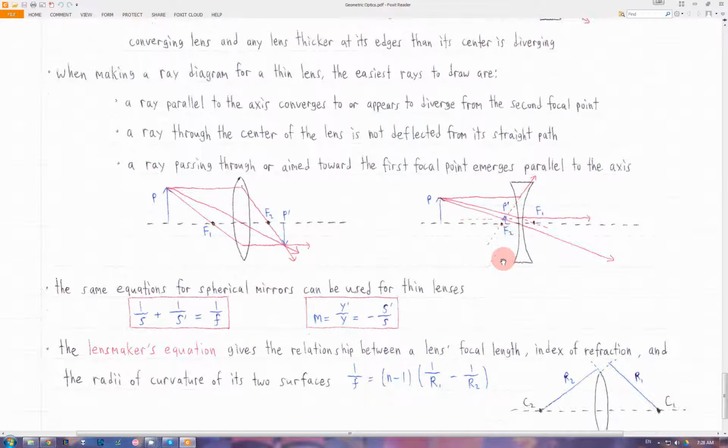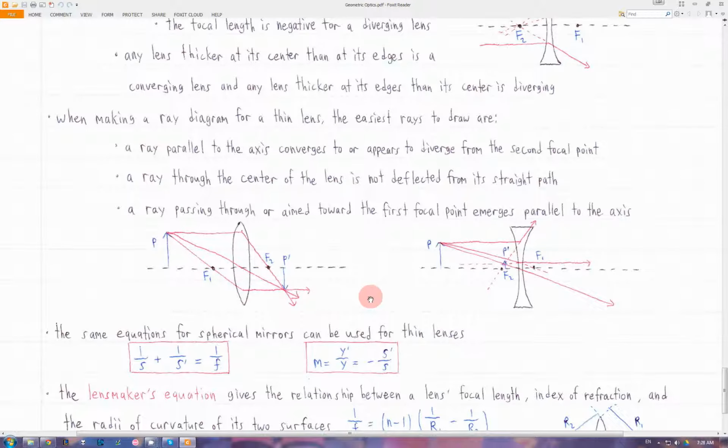And the same basic equations that we used for mirrors can be used for thin lenses. So we have this guy again, 1 over s plus 1 over s prime equals 1 over the focal length. And then also the magnification is negative s prime over s. And again, we use the same sign conventions. You look at if the image or the focal point is on the same side of the lens as the outgoing light. And if it is on the same side, then it's positive. If it's not, then it's negative. And the focal length is still half of the radius of curvature.